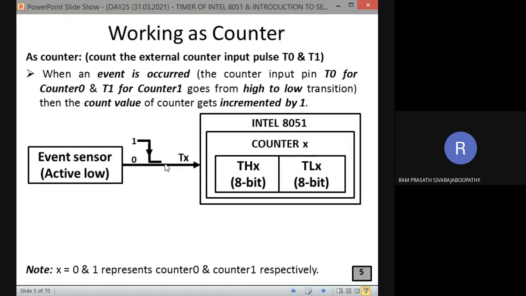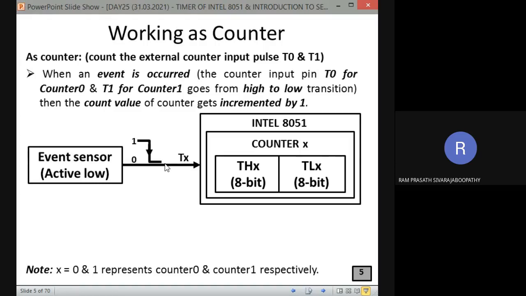When will the count get incremented? When the signal is changing from 1 to 0. Yes, very good. When the event occurs at this pin, the signal level must change from logic 1 to logic 0. This we call the negative edge or falling edge.